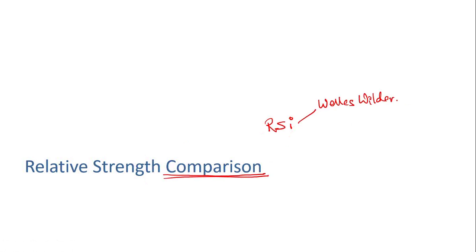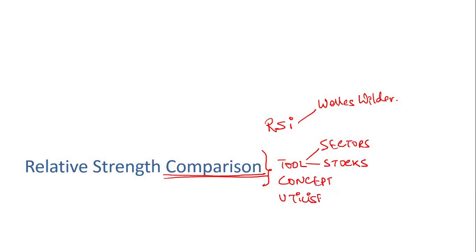Now, there are a couple of assumptions that I have to make before I go ahead with today's webinar. The concept of relative strength comparison is essentially a tool for us, and this tool will be used to figure out which sectors or which stocks are doing relatively better in the market. I'll walk you through the tool, the concept, the philosophy, and we'll also see how we can utilize this tool to do sectoral allocation.